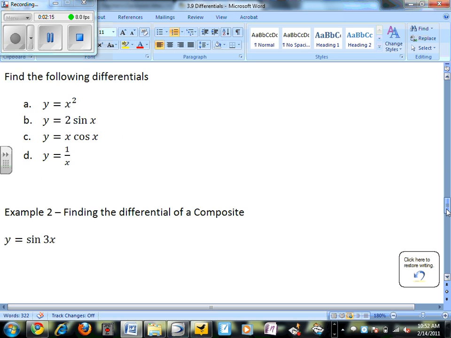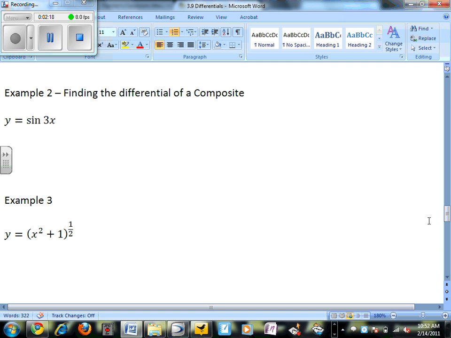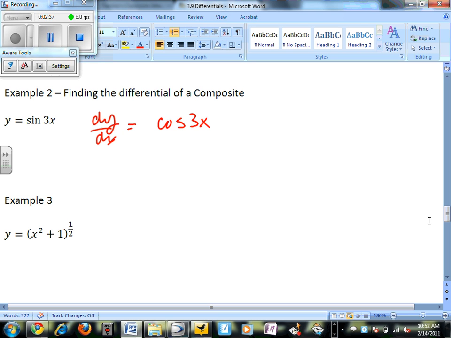A couple more here. Here's one where we're just doing the chain rule. So when we do the chain rule, we'll do our derivative and take it times dx. So our derivative, dy dx, equals, okay, well, we have to take the derivative of the outside, which is going to be cosine 3x, leave the inside alone, and then we take it times the derivative of the inside, which is just 3. As I do my derivative, I'll rewrite it and write our differential. So dy equal to 3 cosine 3x times dx. And that's all it is.